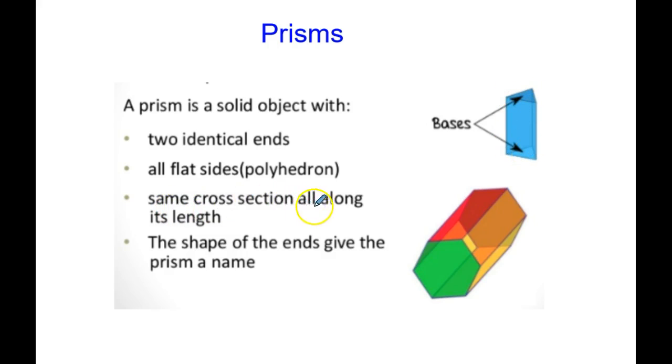They have the same cross section all along their length. So if I would slice anywhere along the length of this triangular prism, they would have the same cross section, that same surface. Same with this hexagonal prism: if I would slice anywhere along it, that surface is going to be a hexagon. And then the shape of the ends gives the name of the prism. In this case, our bases are triangles, so this would be a triangular prism. In this case, the bases were hexagons, so this would be a hexagonal prism.